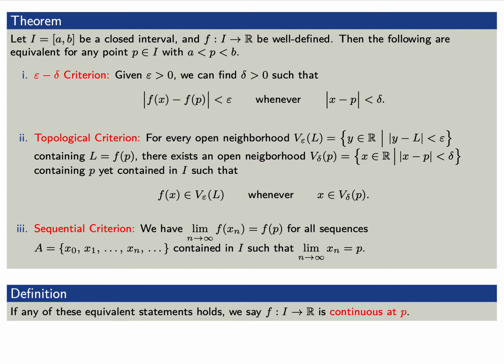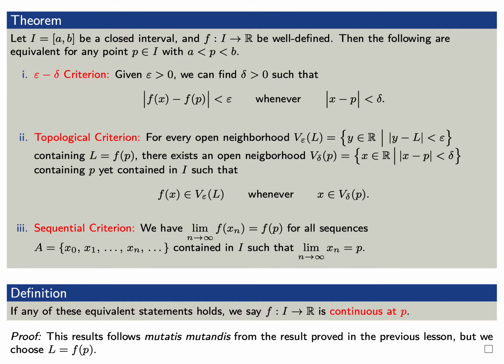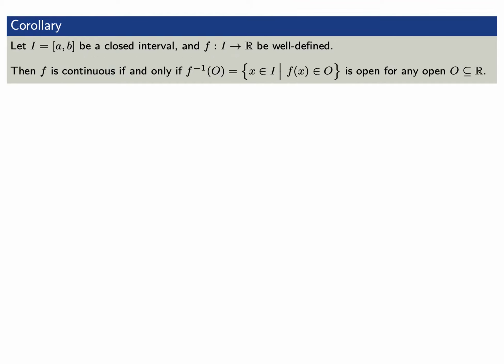Today we'll spend a little bit more time discussing the topological criterion. For the proof, this follows mutatis mutandis, that is, pretty much the same way that we did the proof in the previous lesson when we defined limits. Now, we'll just write things in a slightly different way by choosing our limit L to be f of p. As a corollary, we have the following result.